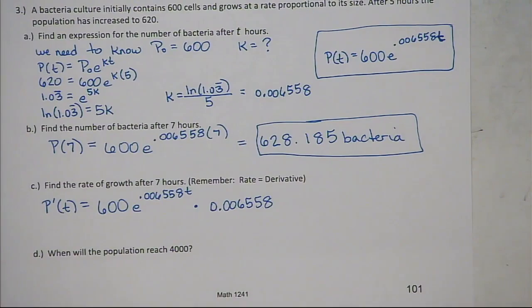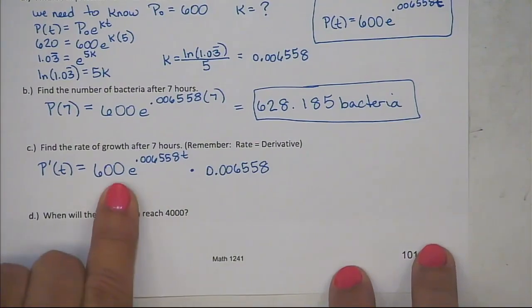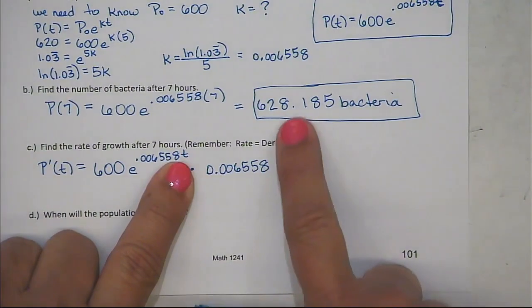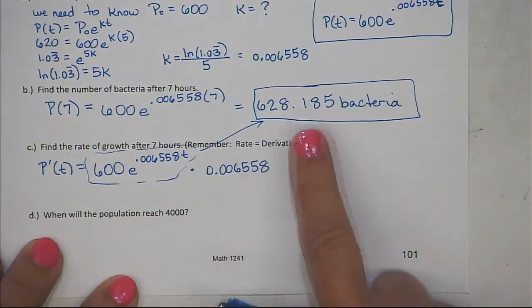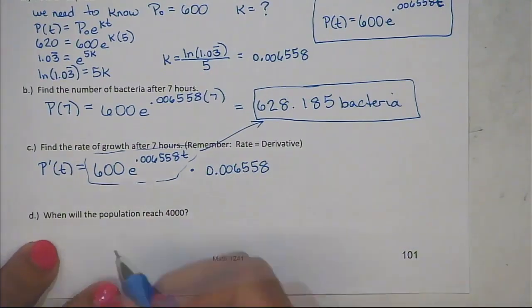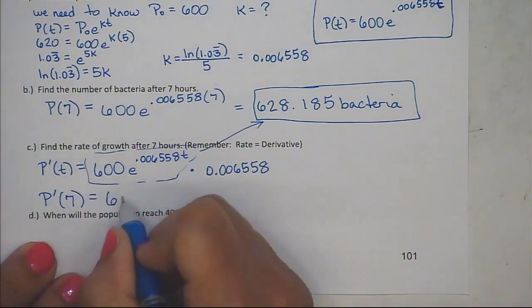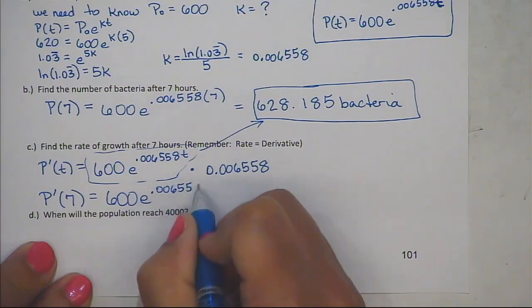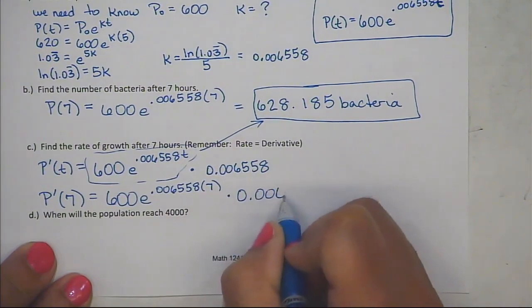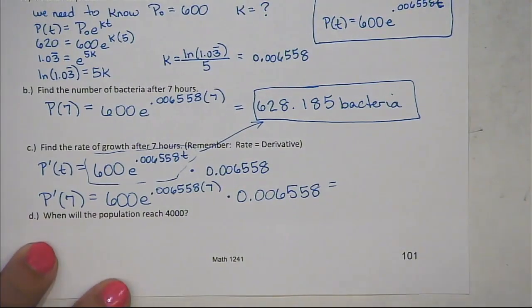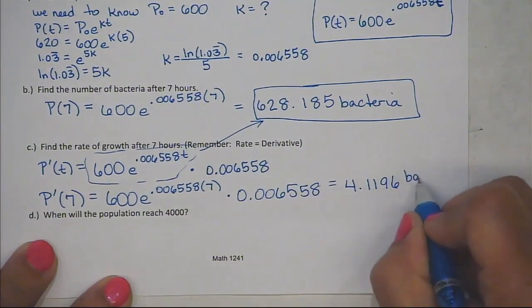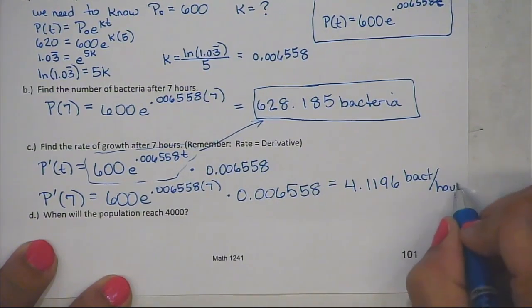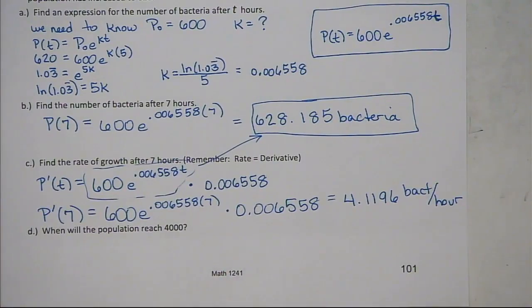So if I want to find the rate of growth after 7 hours, I'm not going to redo all this. What is 600 e to the 0.000 whatever times 7? We already did that, right? That's right there, what we did right above it. So all you got to do is take 628 times that rate again, and that'll give you your answer. We're finding the derivative at 7. We already had that number, so just take that 628 number times that decimal, and you should end up with 4.1196. So this is a rate, the number of bacteria per hour. The rate that this culture is growing is a little bit more than 4 bacteria per hour.